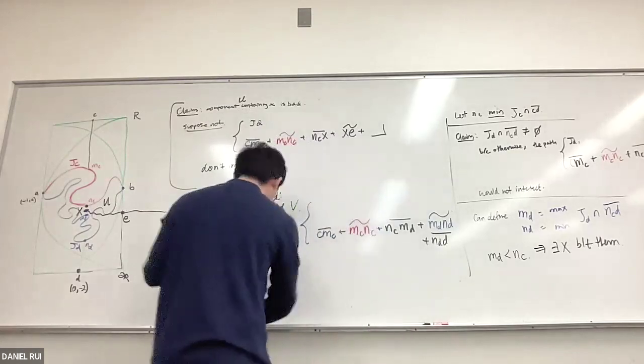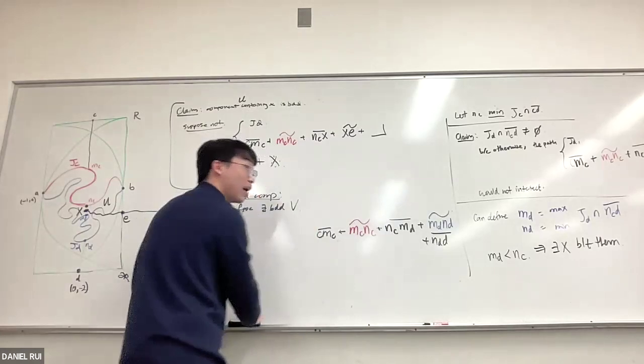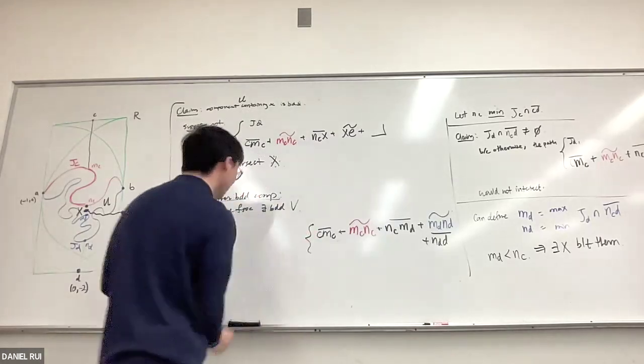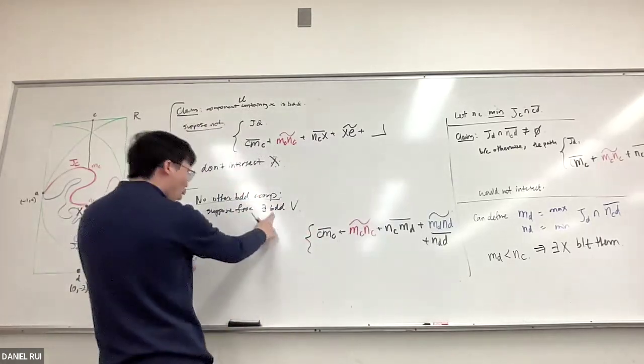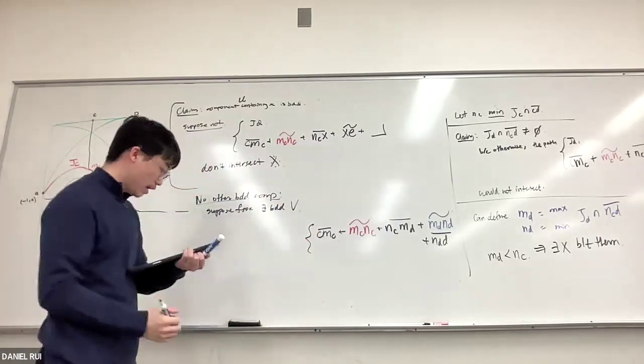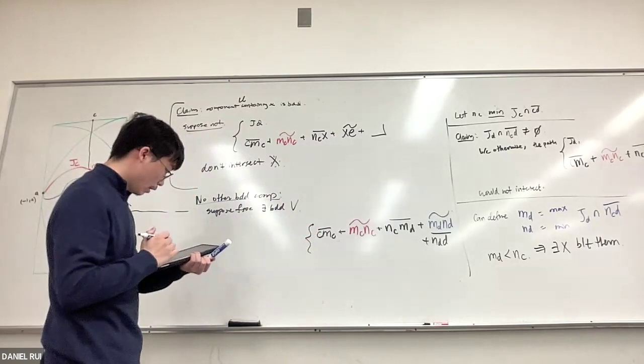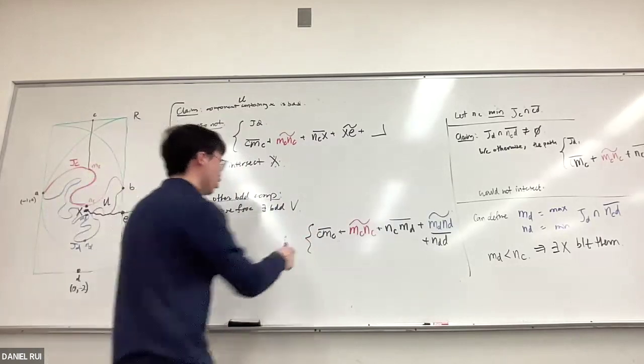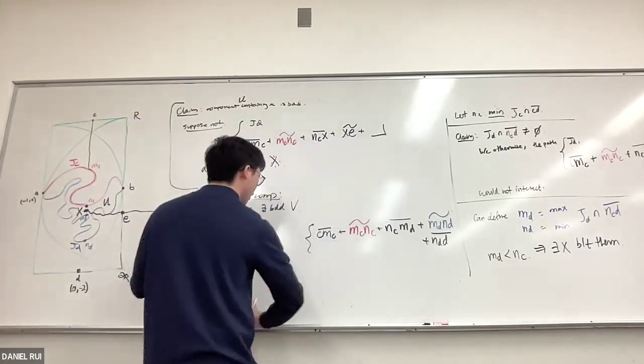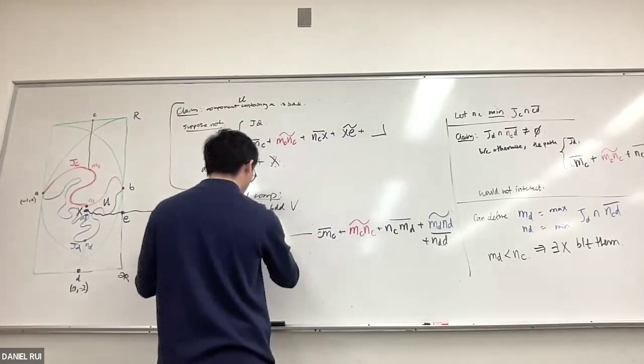Okay, so consider this path. I'm not going to tell you the other path yet. This should have been the first thing. So suppose there exists a bounded component V. And this does not intersect V. Does not intersect.